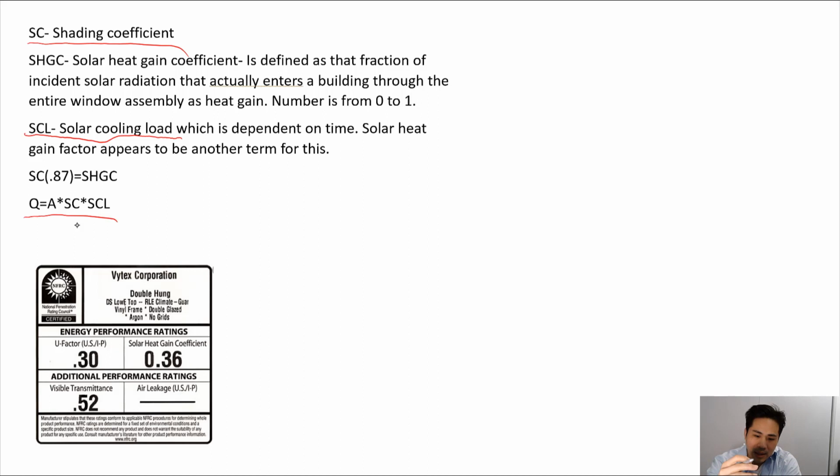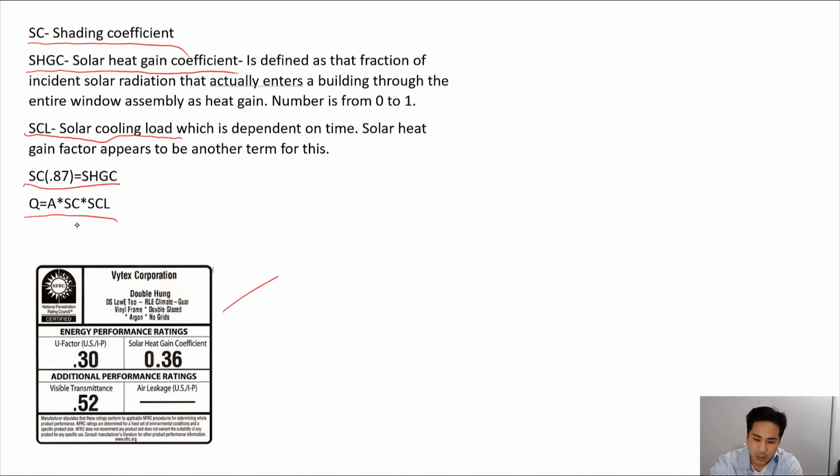Sometimes the values aren't given in shading coefficient. Sometimes the value is given in something called SHGC, which is the solar heat gain coefficient. And just to do the conversion between the two, you use this formula here, where SC multiplied by 0.87 is the solar heat gain coefficient.